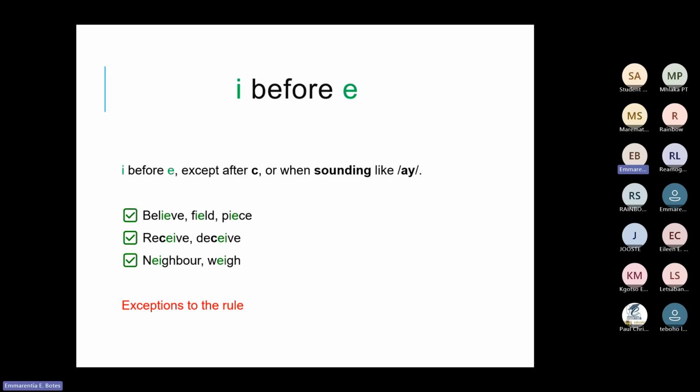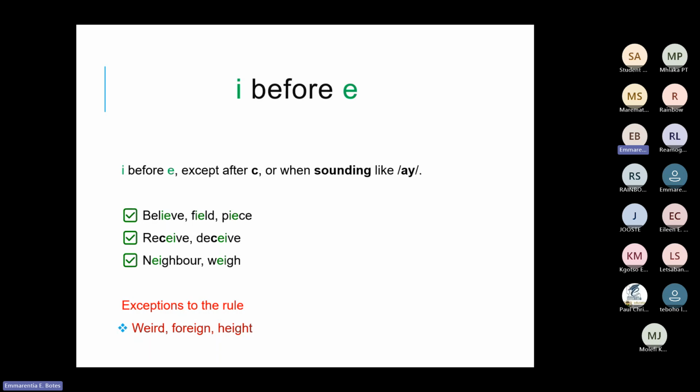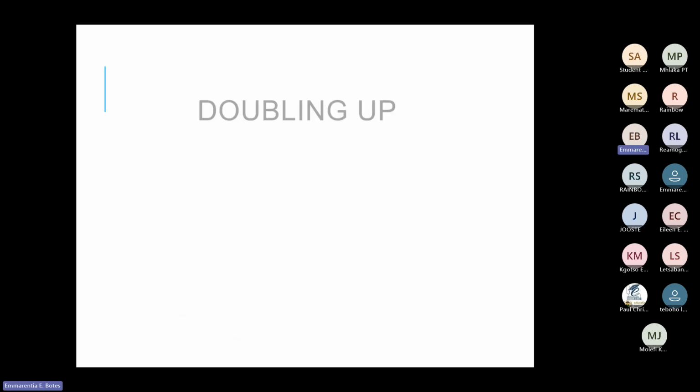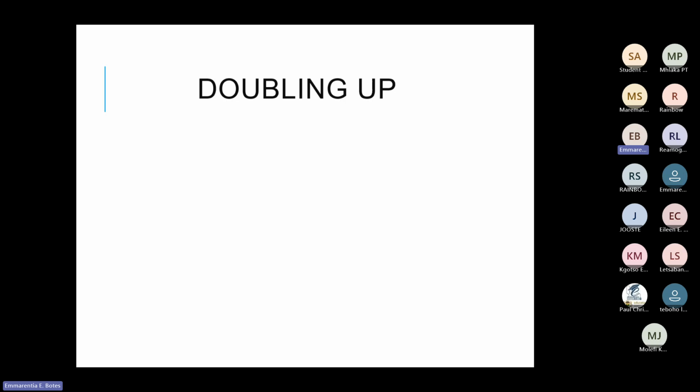Now we also have exceptions to the rule, like these words: weird, foreign, and height. So remember, rules are in place, but there are also exceptions to rules. So be aware of these rules, and also the exceptions to the rules. Let's look at our next one, doubling up.